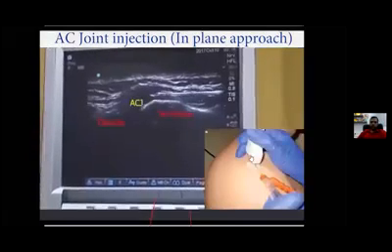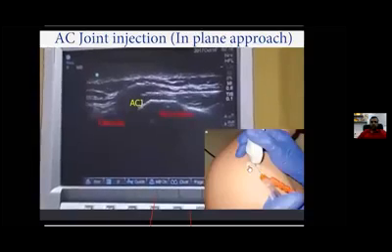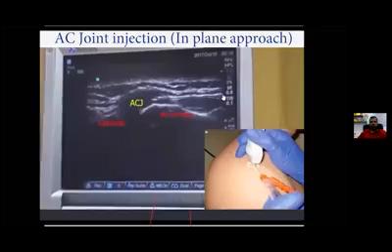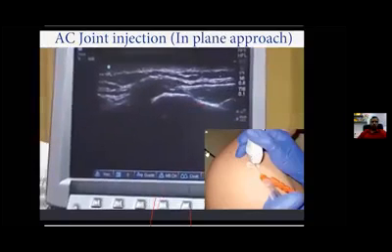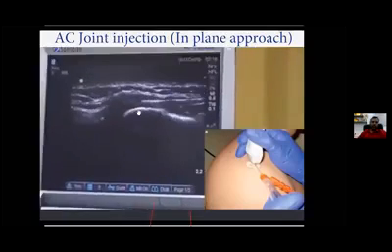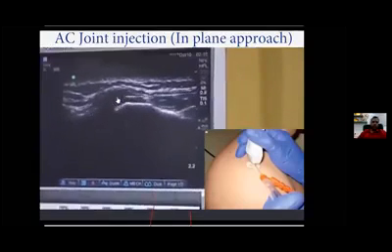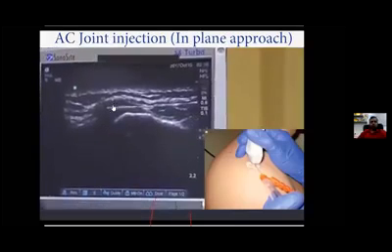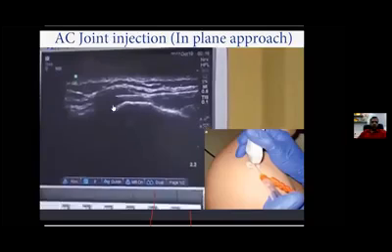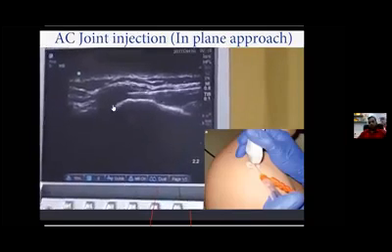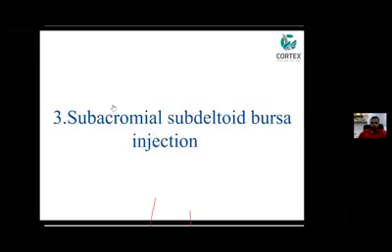So here you can see it is a long axis view. You put a lot of gel on the lateral aspect of the joint, and you can see the needle going parallel to the probe. So this is the in-plane technique, entering inside the capsule and then inject the same. Similarly, it is 0.5 ml solution you can inject. It is a common problem in older patients.